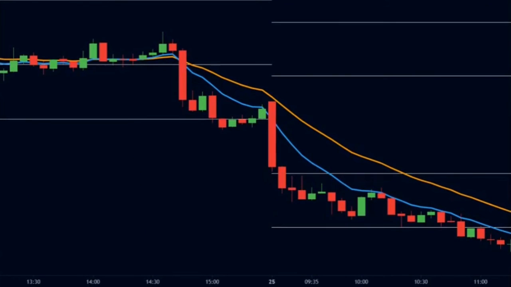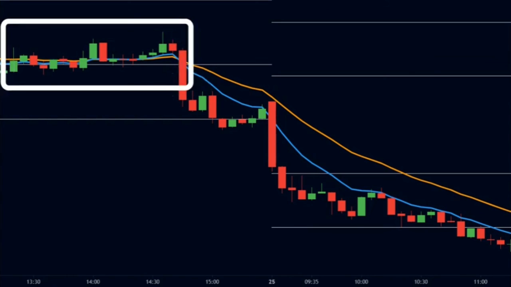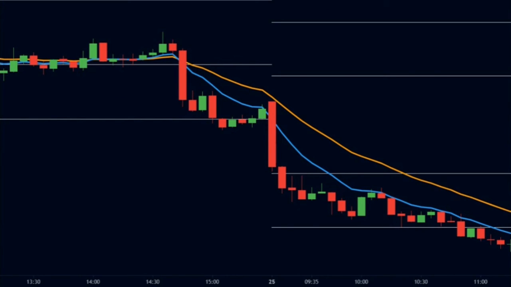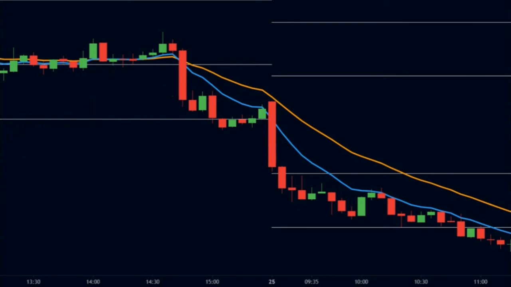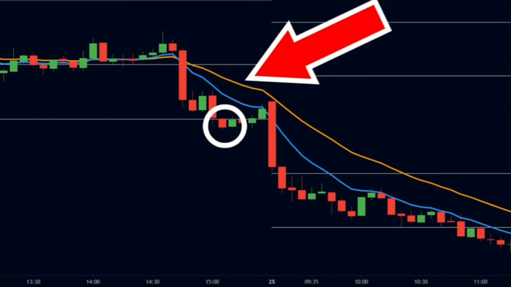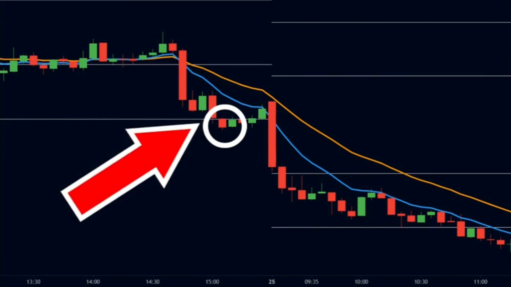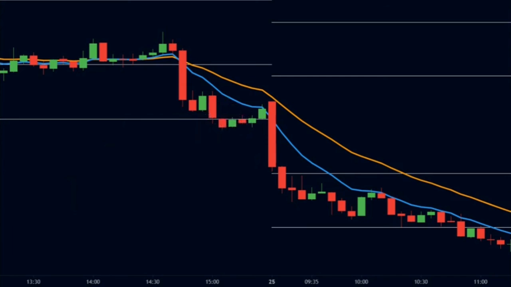Let us now look at a sell trade. Here we can see that the price was in a sideways trend on the previous day. But towards the end of the day the price started making lower lows. Due to this, we see that the moving averages slope downwards, and the 9-period EMA stays below the 21-period EMA. As you can see, here we had a selling opportunity. The moving averages indicated a downtrend, and the price broke this pivot point with this candle. This was a selling opportunity.